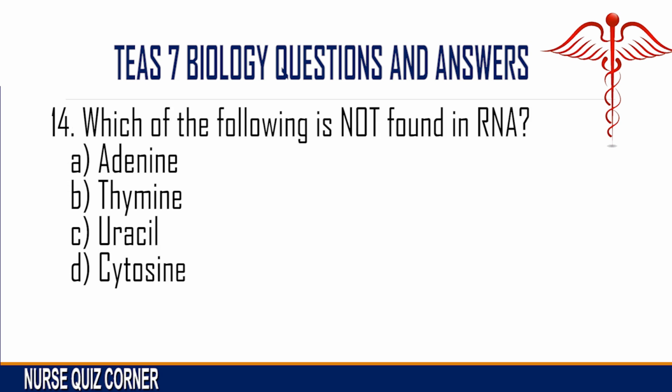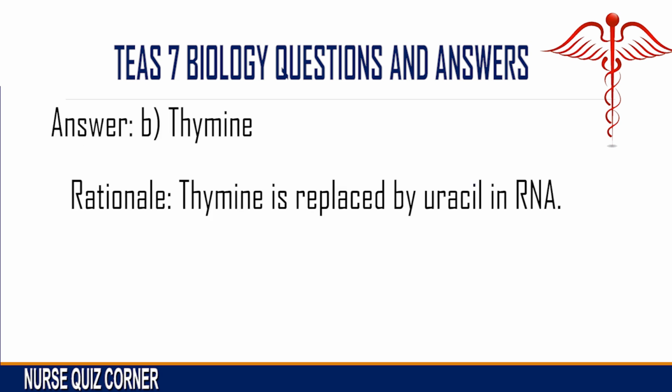14. Which of the following is not found in RNA? A. Adenine. B. Thymine. C. Uracil. D. Cytosine. Answer: B. Thymine. Rationale: Thymine is replaced by uracil in RNA.